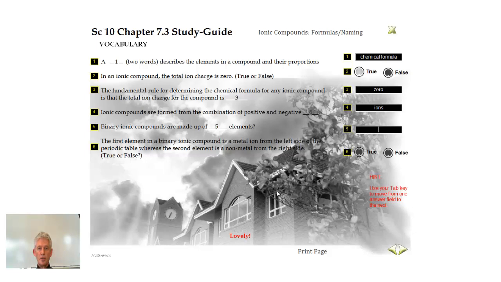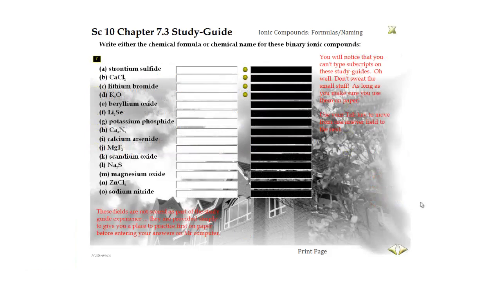Binary ionic compounds are made up of two elements. That's what bi means. The first element in a binary ionic compound is a metal ion from the left side of the periodic table, whereas the second element is a nonmetal from the right side. That's absolutely true. So, you'll notice this is a rather long study guide, and my apologies, but one of the essences of formula writing and naming is that it really does require practice on your part to get comfortable with it.